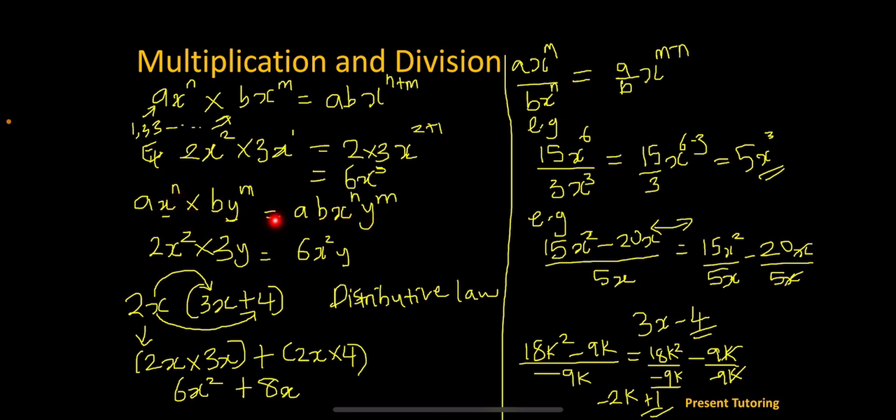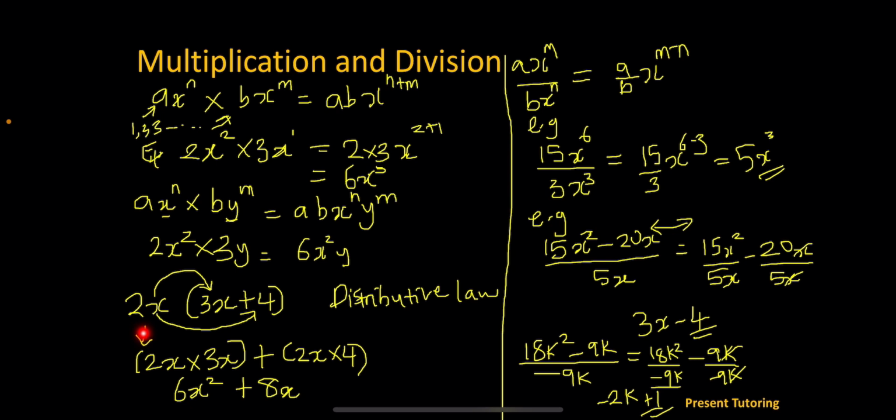So x to the power of n, you're going to see x to the power of n. Y to the power of m, you're going to see y to the power of m. An example of that is if I have 2x squared multiplied by 3y, then I will end up getting 6x squared y. So 2 times 3 multiplied, but then the x squared and the y cannot multiply with each other, so they're just going to be beside each other.